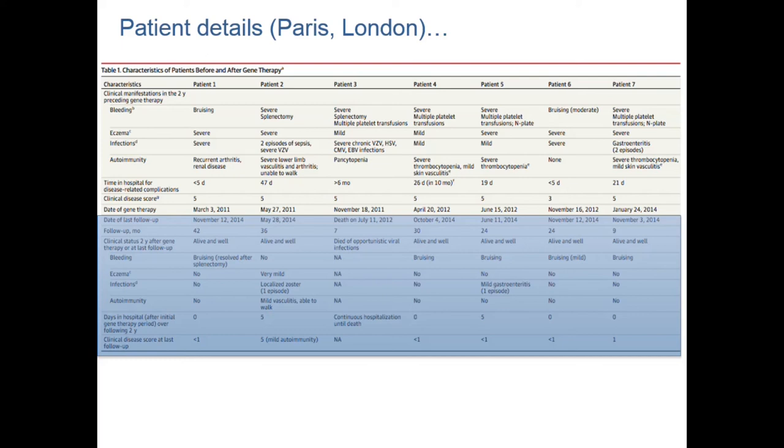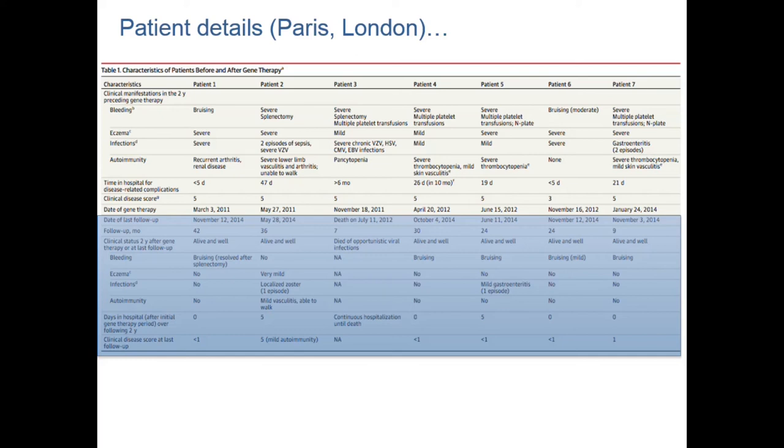The clinical score of these patients is 5 in all cases apart from 1. So all of these patients have had autoimmunity, some of it very severe at the time of treatment. For example, patient number 2 from Paris had very severe lower limb vasculitis and arthritis, which meant that he was unable to walk at the time of treatment. The other patients had a mix of arthritis, hemolytic anemias, refractory thrombocytopenias, etc.